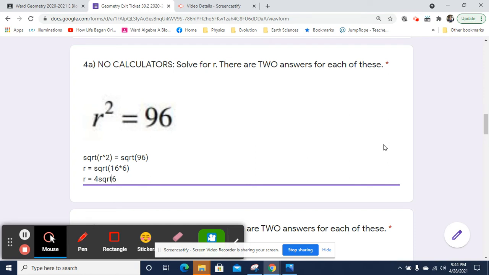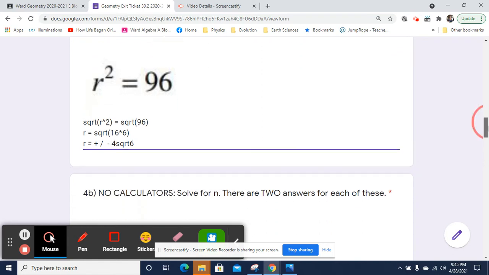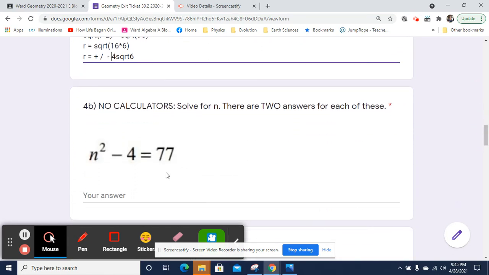of 6. However, it's plus or minus 4 square root of 6. And that's the answer for that one. Two different answers.